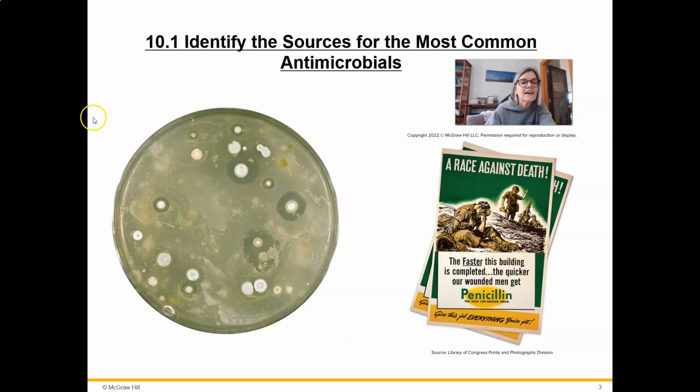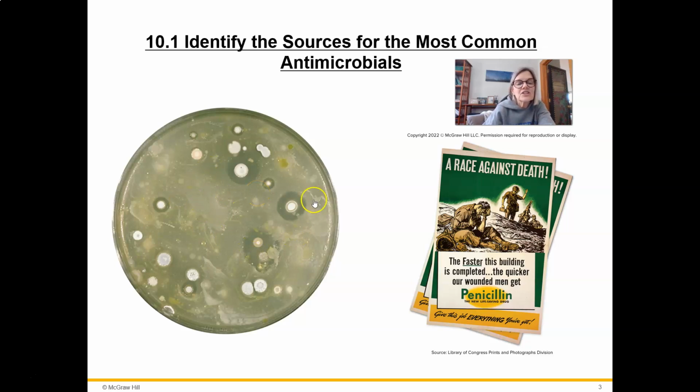Here we have the next learning outcome. It says identify the sources for the most common antimicrobials. And here's a picture from your book. When Alexander Fleming discovered penicillin, what he noticed was something like you see on this plate. And I've seen this repeatedly in the lab. I see it all the time.